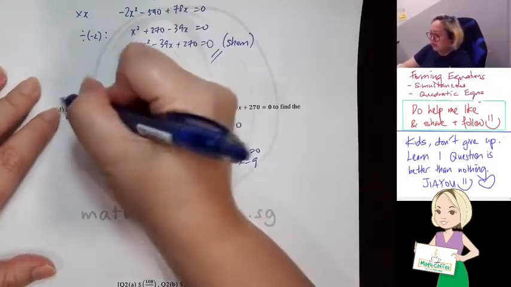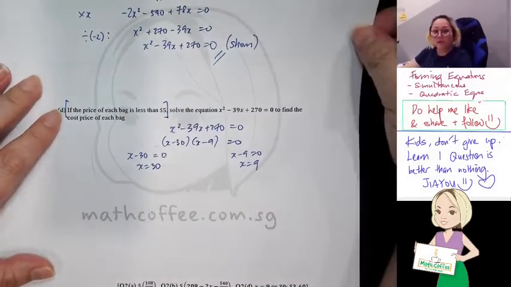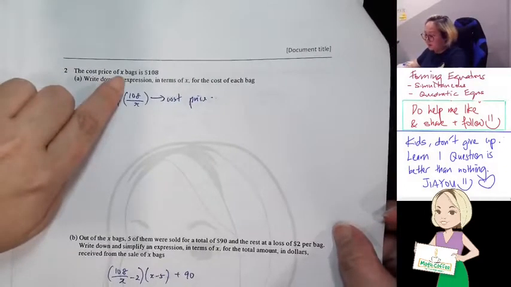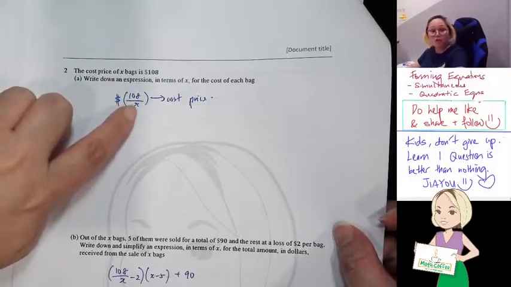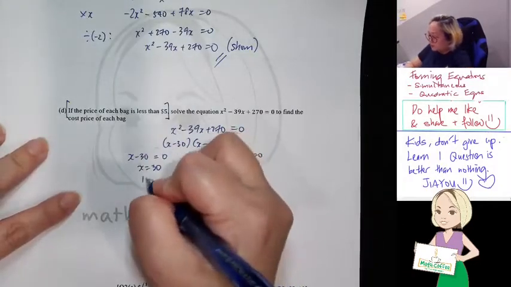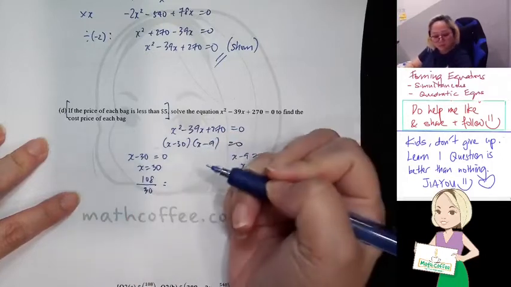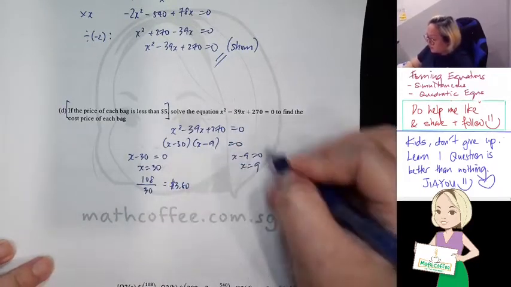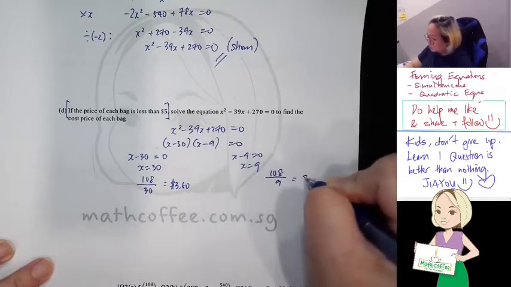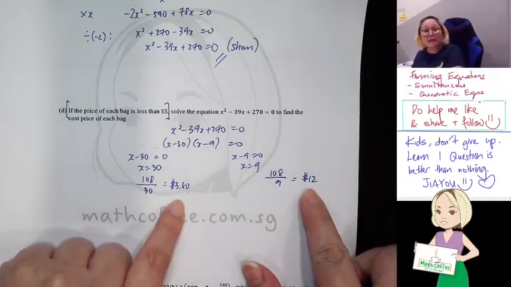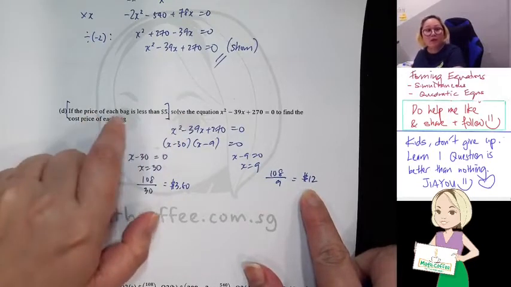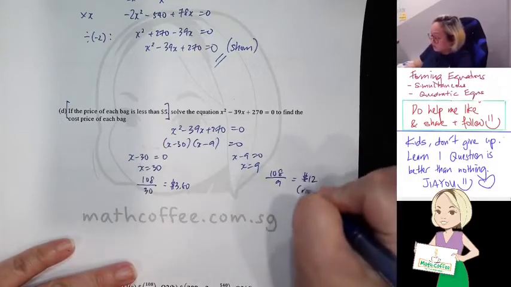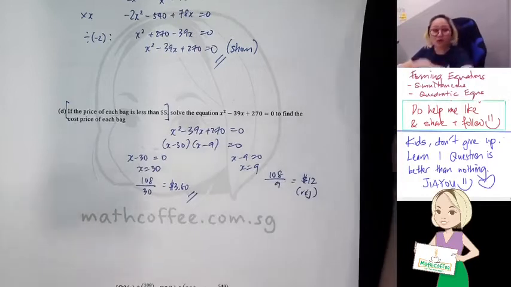Some students ask, why do they give me this information? It is because x represents the number of bags. My cost price is 108 over x. So I do 108 over 30 and I get $3.60. Over here, I take 108 over 9 and I get $12. So actually, I have two answers. But because of the first statement, they tell me that the cost price of the bag is less than $5. So I will reject the $12, and the answer is $3.60.